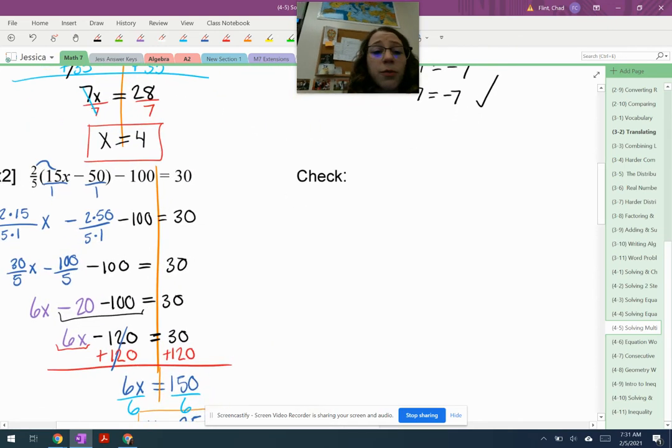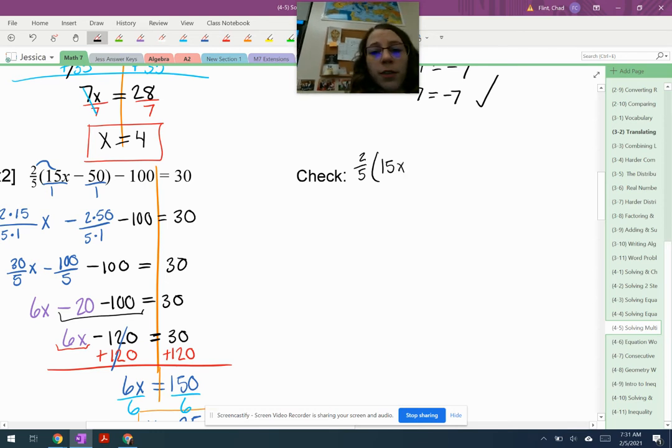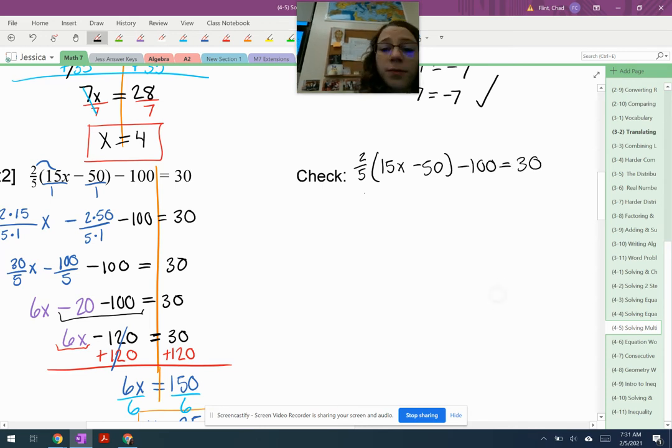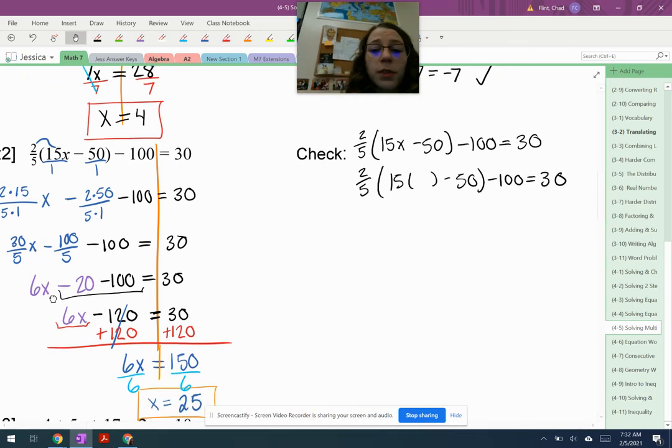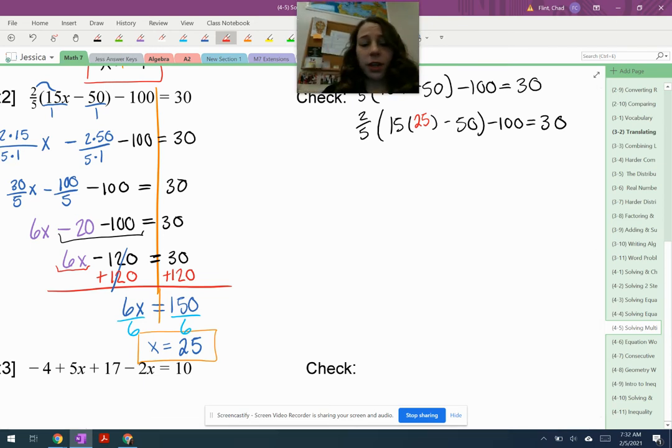So again, rewriting the original exactly as it is. 2/5 parentheses 15. Oops, I'm trying to jump the gun there. Rewrite it originally. Sorry. Do it again, replacing your variable with the empty parentheses. I don't know why I'm in a singing mood this morning. Fill in those parentheses with what we got for our answer, which was 25, right? We found that x to be 25. I think it's weird when I have the blue eyes.